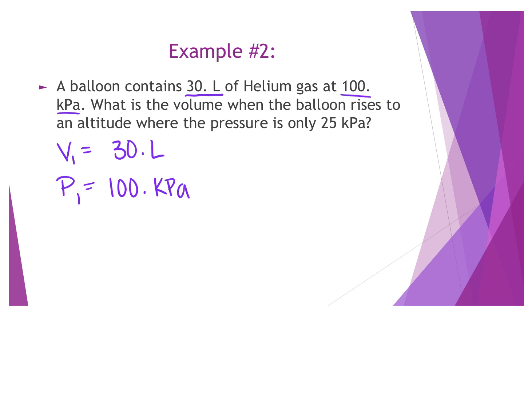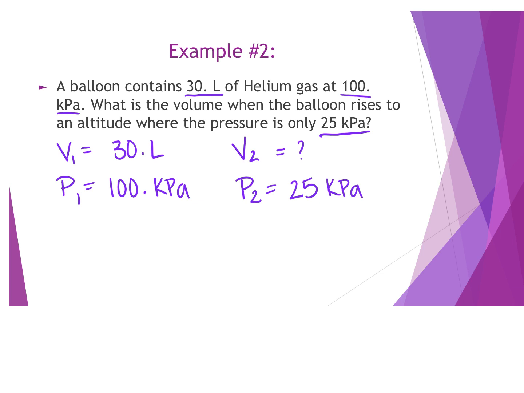Okay, what's the third number given? What's that next number? 25. Okay, 25, and it's kPa. So again, what kind of measurement is that? Okay, that's the second one, so it's going to be P2. And then what are you solving for? Volume. Okay, you're solving for that second volume.